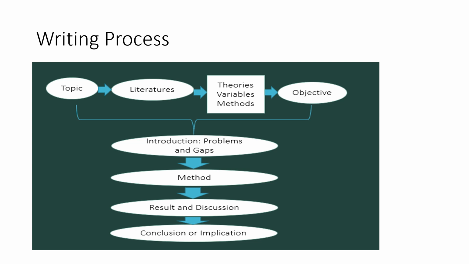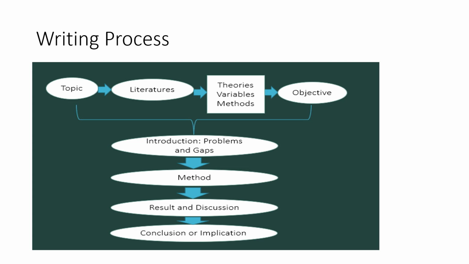For example, if the problem is the unpredictable movement of the stock market, you can read the random walk hypothesis, which explains why the market is unpredictable. Then you can also read the variables used by the previous authors to explain the issue. Then the method they used.